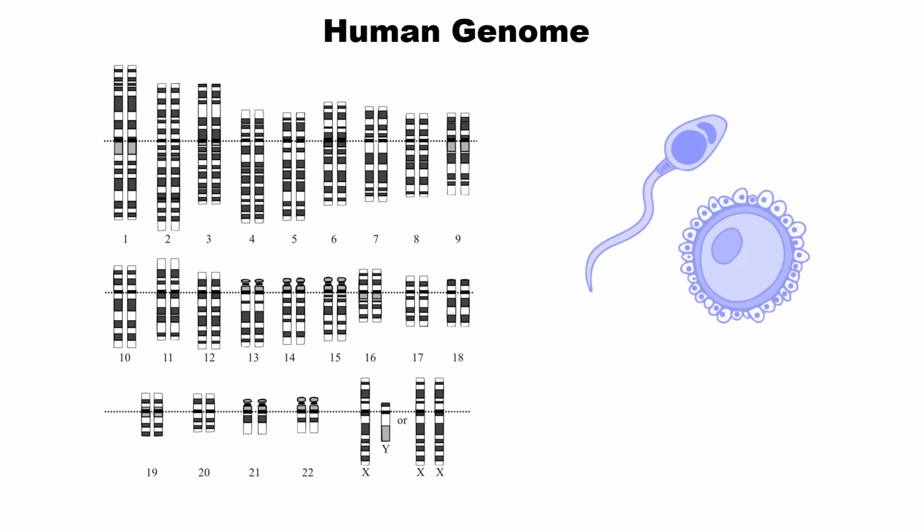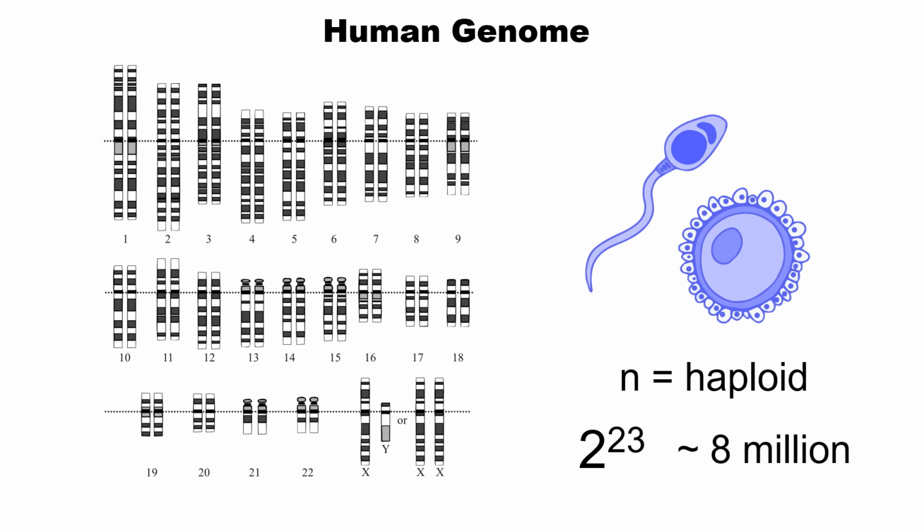When we make sperm or egg cells, we divide this information into the N state. So sperm and egg cells have half the genetic material compared to other somatic cells. That's why this 1N state we call haploid. Now, during this process, the choice of which chromosome to take from each of the 23 pairs is totally random. That's why the number of different kinds of sperm or egg cells is 2 to the 23, and this is almost 8 million different combinations.